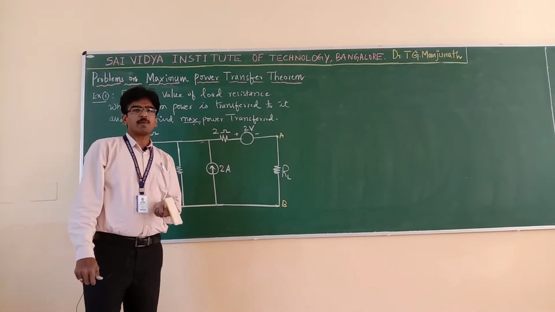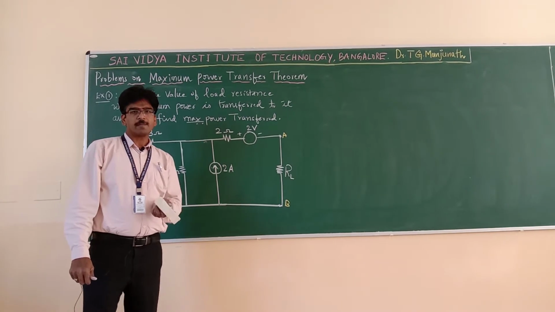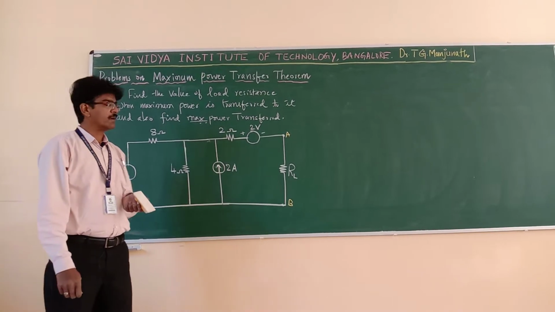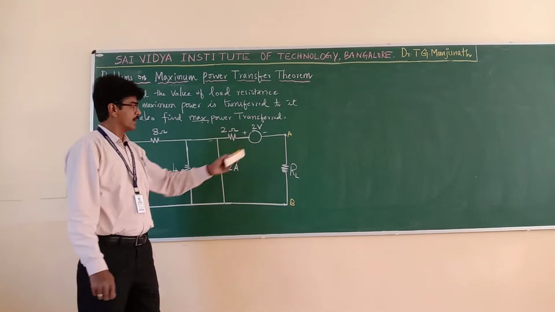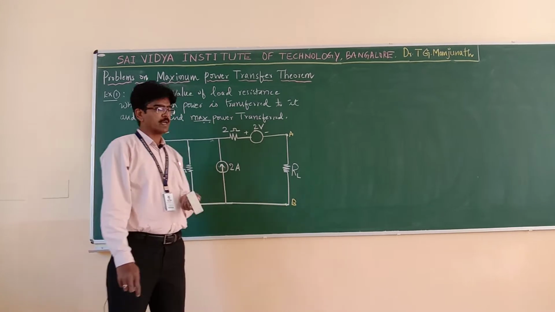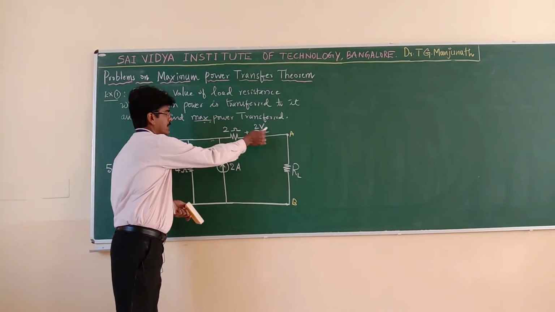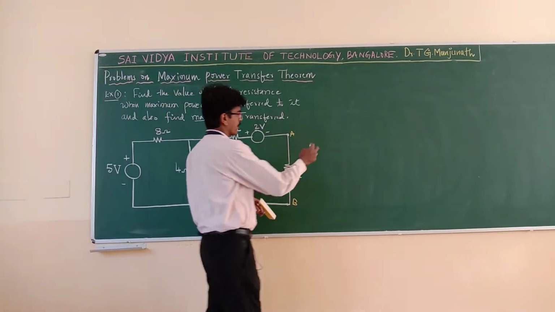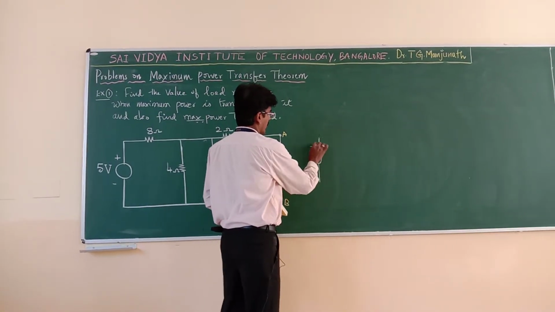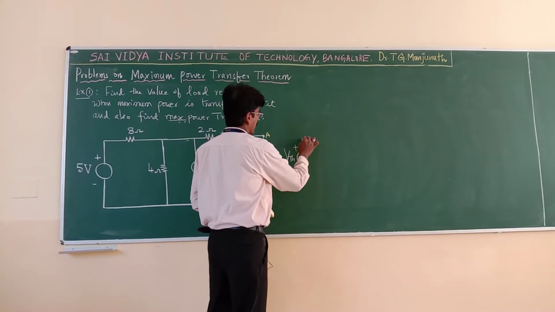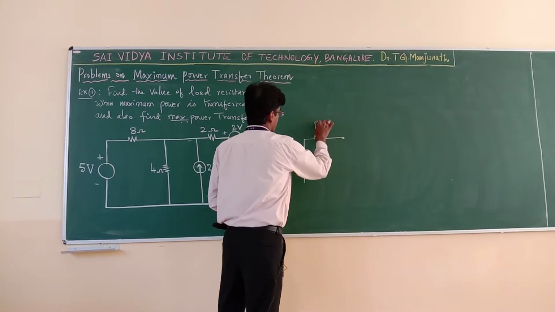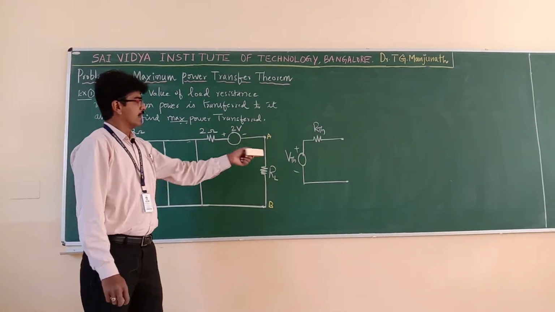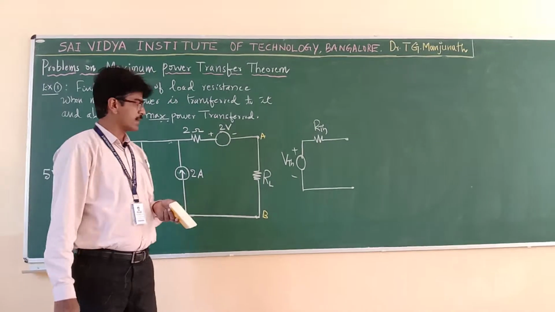To solve any problem on the maximum power transfer theorem, first you have to convert the given network into Thevenin's equivalent circuit across the load terminals A and B. That means this part of the network, you have to convert into Thevenin's equivalent circuit, that is, a voltage source V Thevenin in series with a resistance R Thevenin. This is Thevenin's equivalent circuit. So, let us first find Thevenin's equivalent circuit.